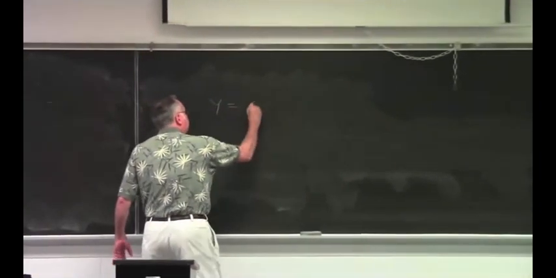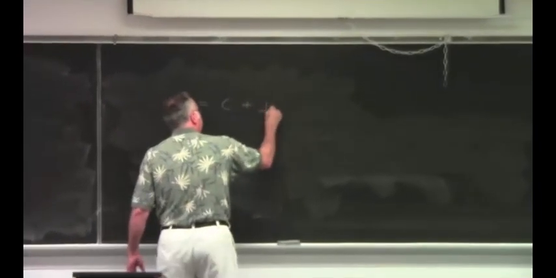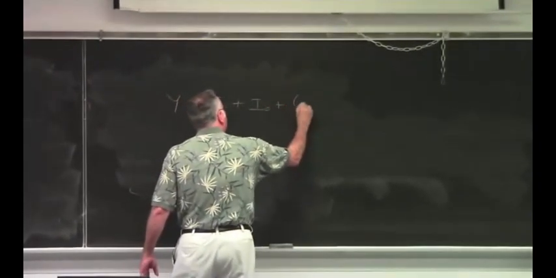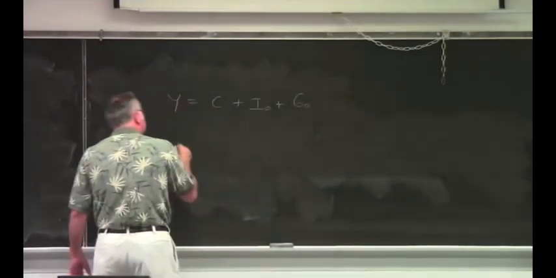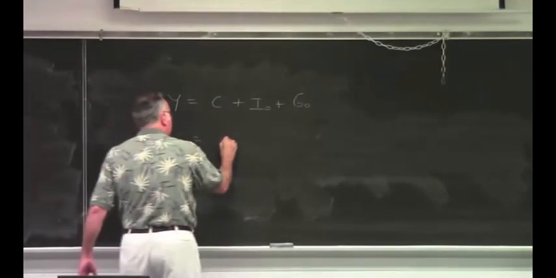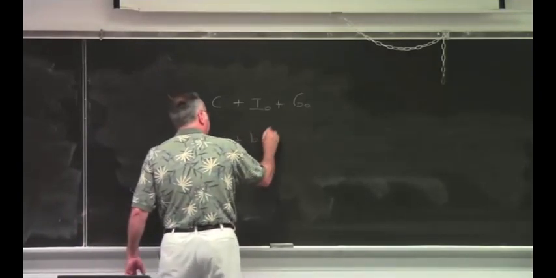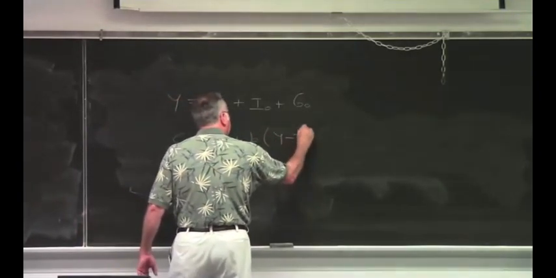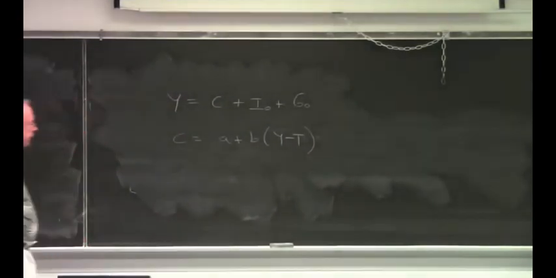Y equals C plus I plus G. C equals A plus B times Y minus T. Now, consumption is a linear function of disposable income, or Y minus T is disposable income after taxes.